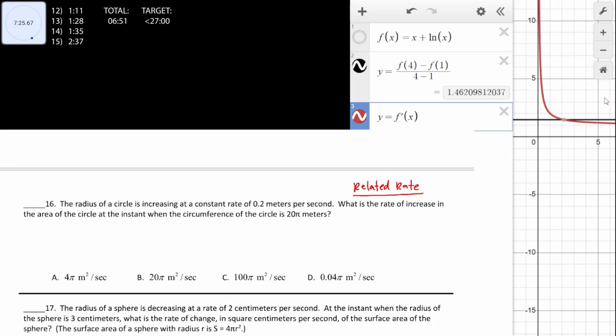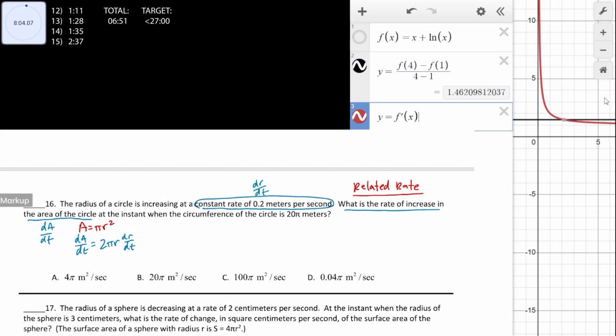What we really want to find, when it says what is the rate of increase in the area of the circle, is dA/dt. We'll start by setting up an equation for the area of a circle. The area of a circle is pi r squared. If we differentiate that with respect to time, we get dA/dt equals 2 pi r dr/dt. We can calculate this pretty easily because it says the radius is increasing at a constant rate of 0.2 of a meter per second. This is giving us the dr/dt.